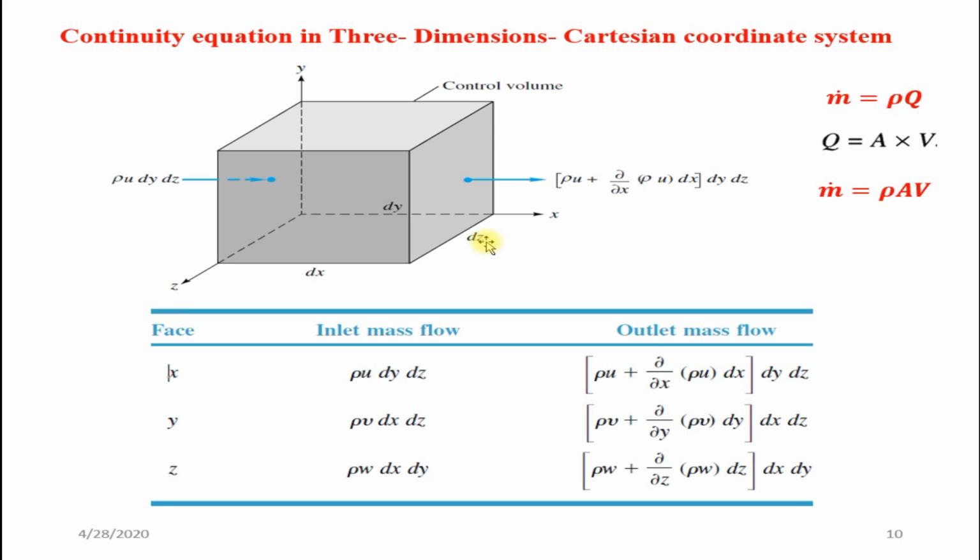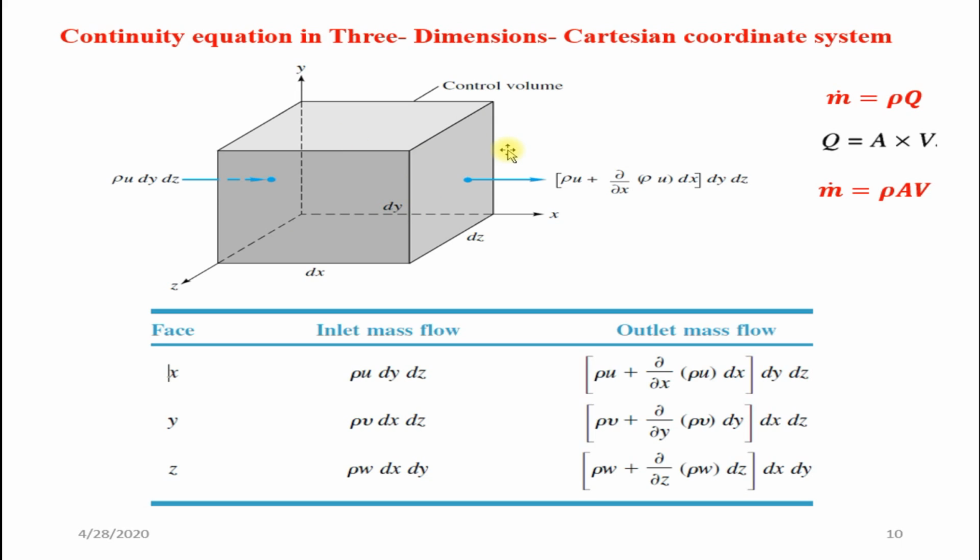The mass flow terms occur on all 6 faces. That means the mass flow rate will take place at all 6 places: inflow and outflow on this face, similar to the mass flow in this face and mass flow out in this face. So this control volume has 6 faces, that means 3 inlets and 3 outlets.